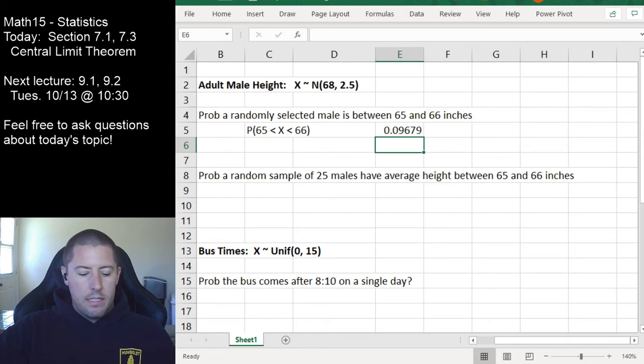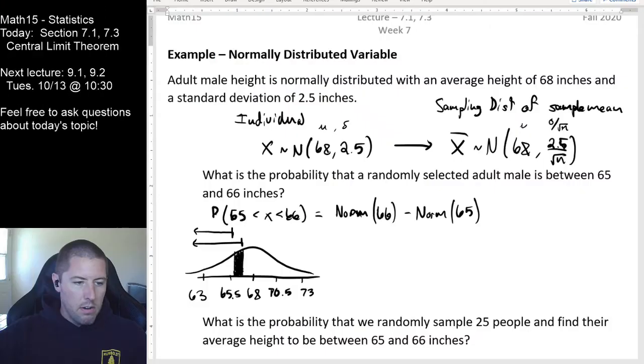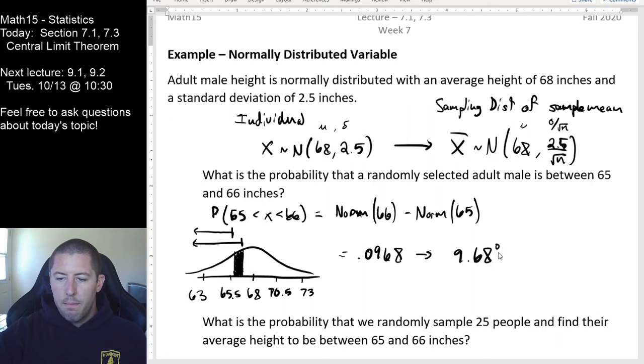So I think I can say this to 4 decimal places as 0.0968. Then we can convert that to a percentage to 2 places, 9.68%. All right.